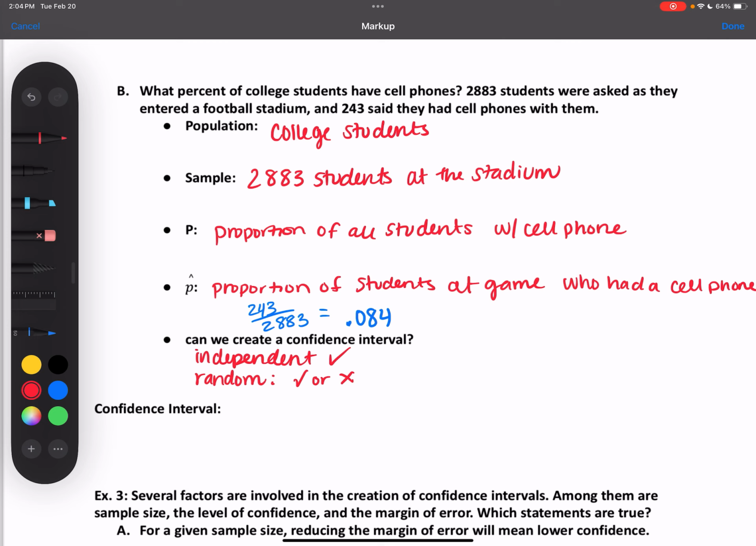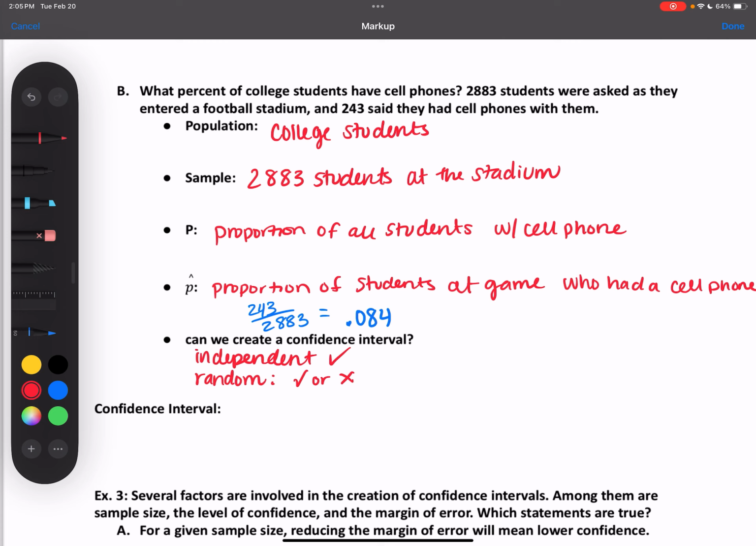You can assume that it is probably random. It seems random because everyone doesn't typically go to a football game, so it's not going to be every college student. If they said all the students in the stats class at CNU, it's probably not random, because it's specifically those kids in that class. Usually it's going to be pretty obvious one way or the other. This is just kind of a weird one.